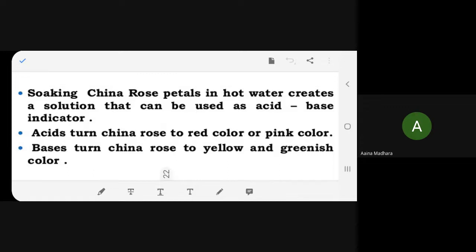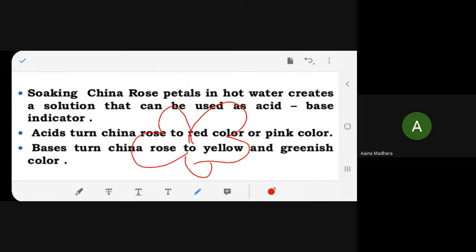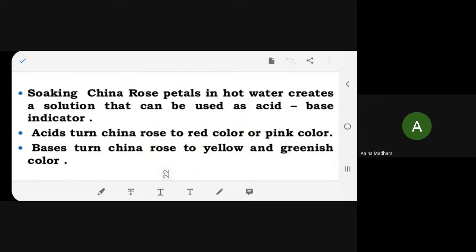Now, how do we make this indicator? First you have to take China rose petals. You know what petals are? Petals are these, right? So these are called petals. Do you understand? Okay, the colorful parts of flowers are called petals. So we will take those petals and put them in hot water.